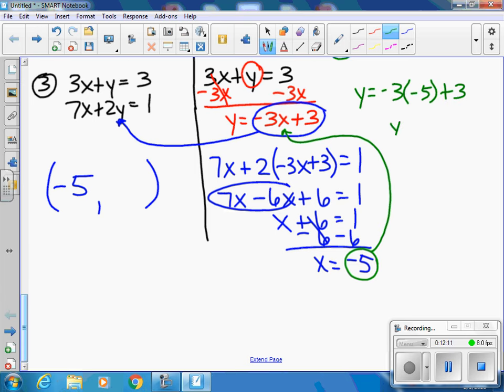So multiplying goes first. Negative 3 times negative 5 is positive 15. 15 plus 3 is 18. So the y value in your ordered pair is going to be positive 18. Okay, so that's another one to demonstrate the method for you.